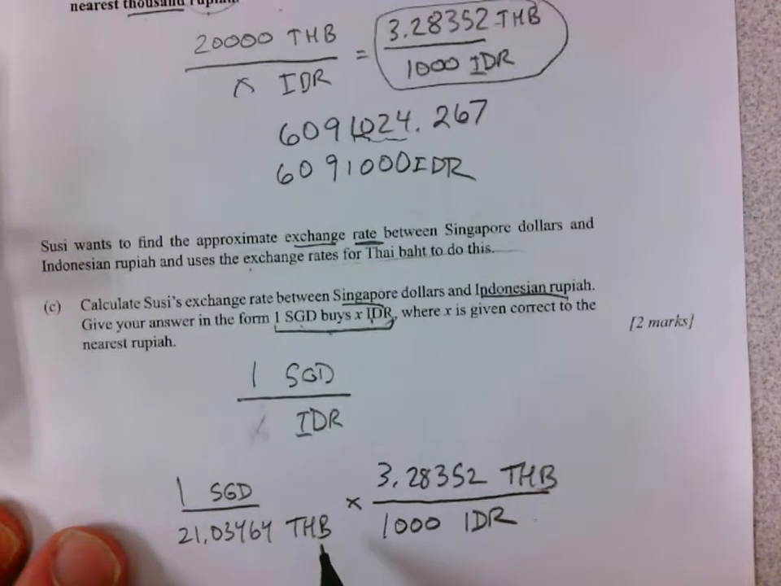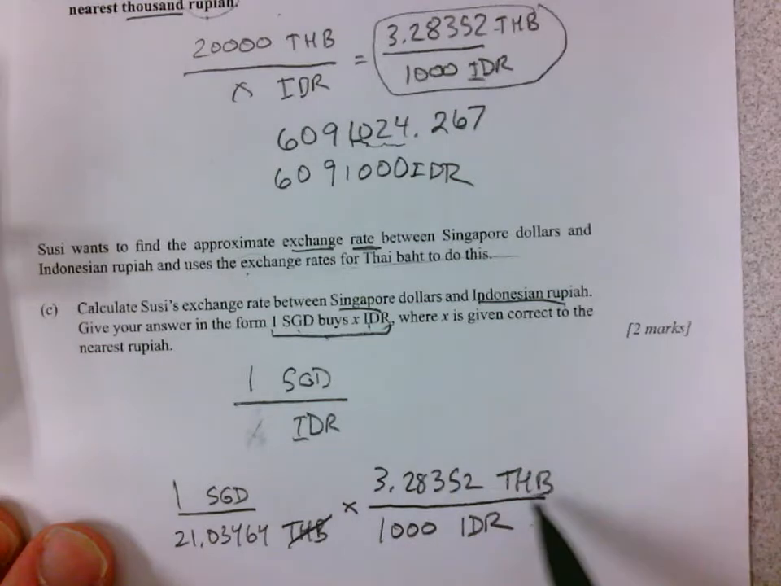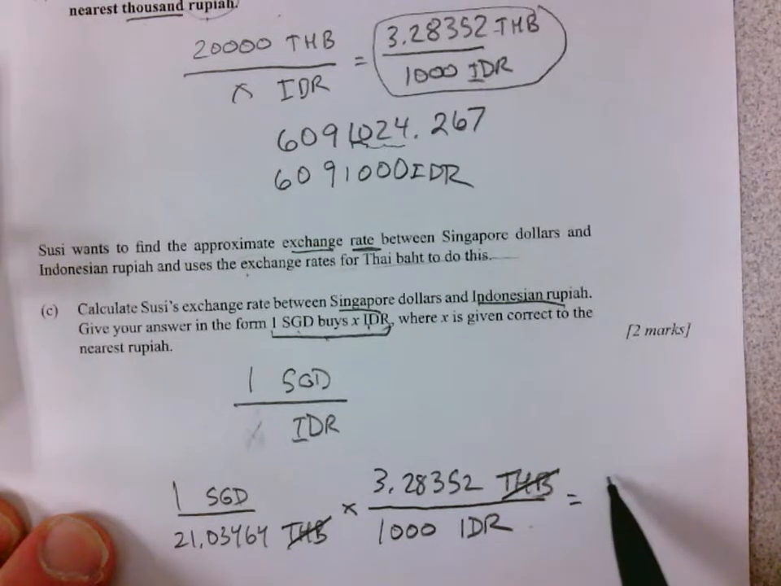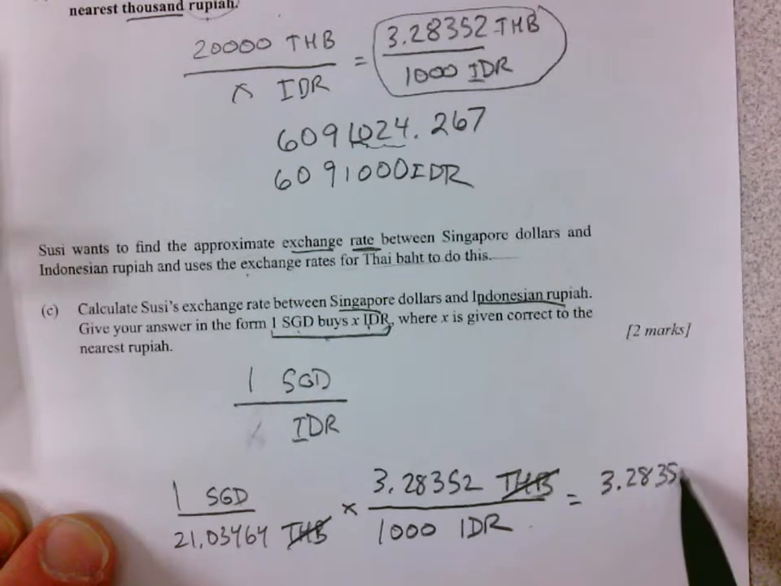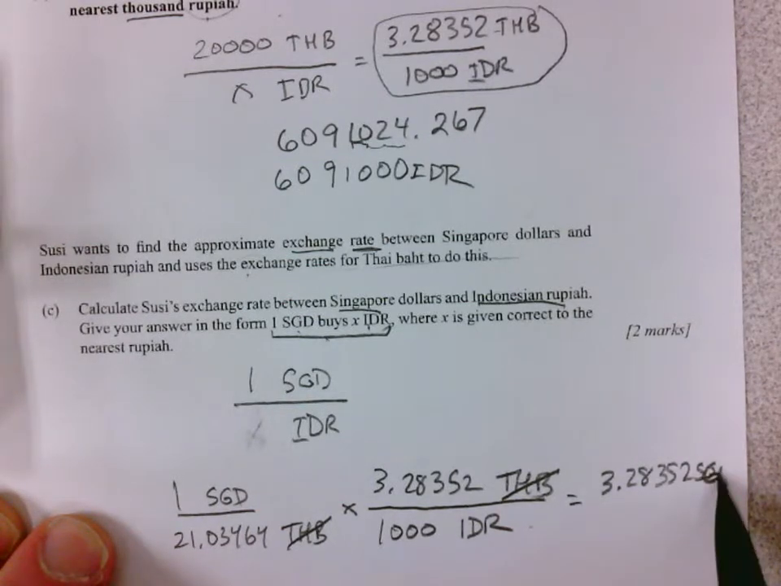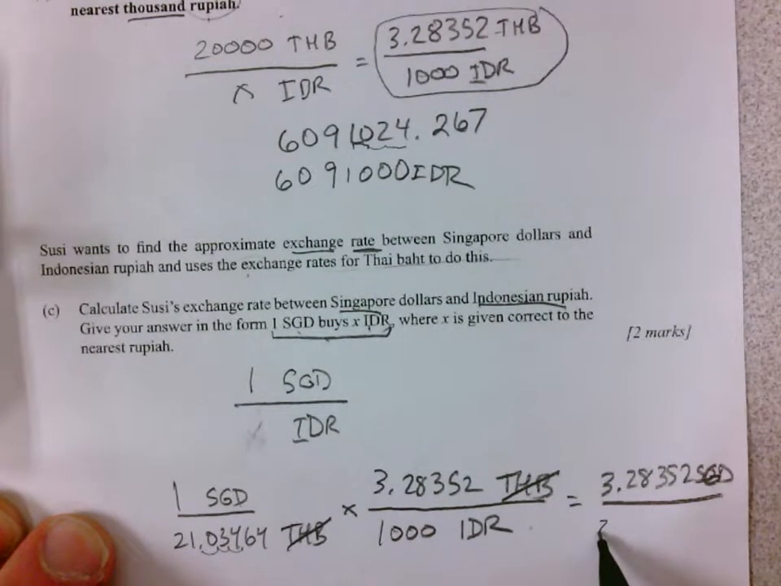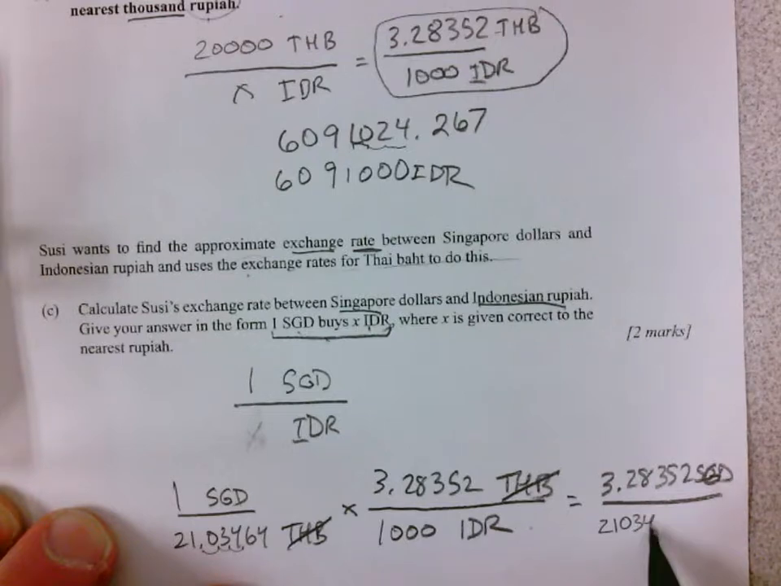These two cancel, and I'm left with 1 Singapore dollar times 3.28352, which is 3.28352 Singapore dollars over, this is just multiplying by 1,000, so 1, 2, 3, 21,034.64 IDR. So I have it in the right order.